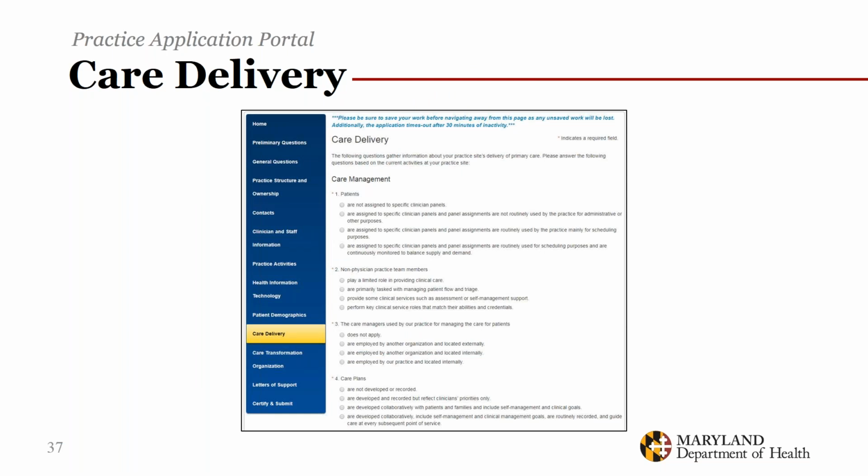The next section is going to cover patient demographics. So here you'll be asked to estimate what percentage of your patients have different insurance types. So what percentage of your patients have commercial insurance, Medicare, Medicaid, and how many are uninsured. This can either be an actual percentage if you have that information in your EHR, or it can just be your best estimate.